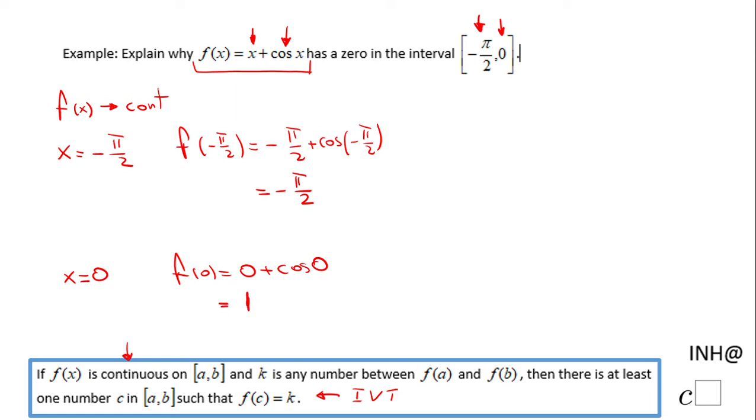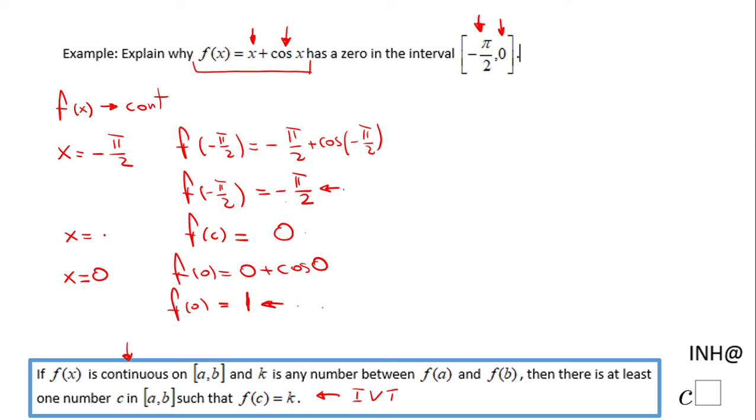So now let's take a look at these two outputs we have. When x is negative pi over 2, the output is a negative value, negative pi over 2. When x is 0, the output is 1, a positive value. That means that somewhere between these two outputs, the function needs to be 0, because there is no way for a continuous function to go from a negative to a positive without going through 0. There is a point C where the function is 0.